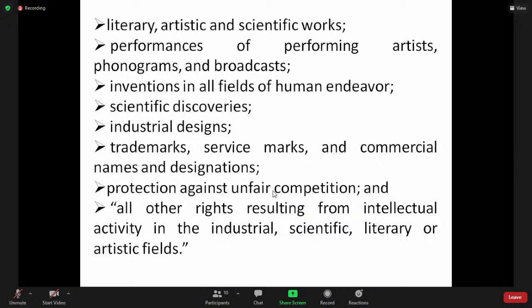If somebody is working in one place and would like to utilize all these things in another company also, that is unfair, so they cannot use such things. All other rights resulting from intellectual activity in the industrial, scientific, literary or artistic field. So these are the main categories or components where IPR can be done.